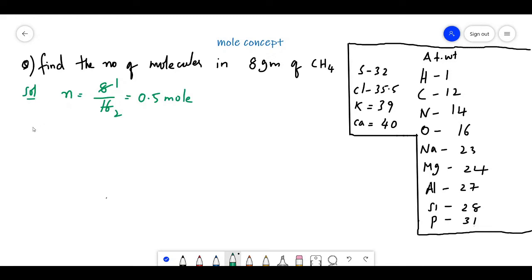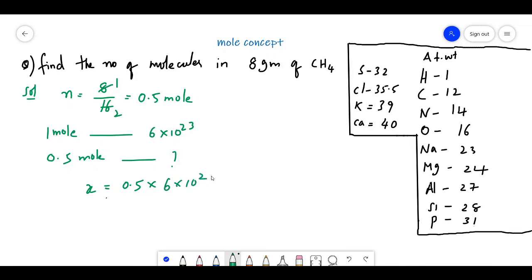And now we have to calculate the number of molecules. 1 mole contains 6 into 10 to the power of 23. So 0.5 moles contains how many? By cross multiplication, we get x equal to 0.5 into 6 into 10 to the power of 23. So this is nothing but 3 into 10 to the power of 23 molecules.